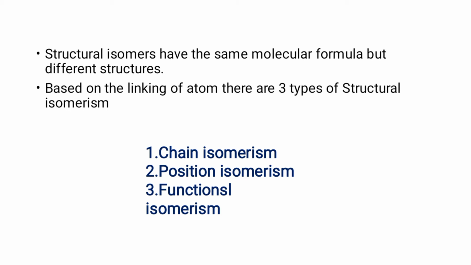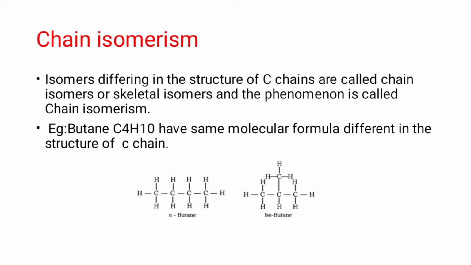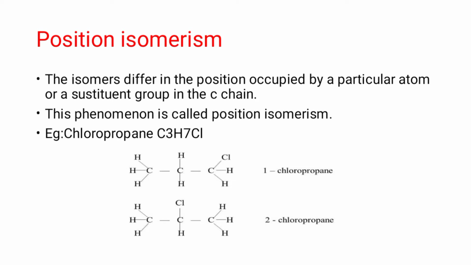Based on the linking of atoms, there are mainly three types of structural isomerism. First, chain isomerism. Next is position isomerism. Third is functional isomerism. Next is chain isomerism. Isomers differing in the structure of carbon chain are called chain isomers or skeletal isomers, and the phenomenon is called chain isomerism. Example, butane C4H10. They have the same molecular formula, different in the structure of carbon chain.